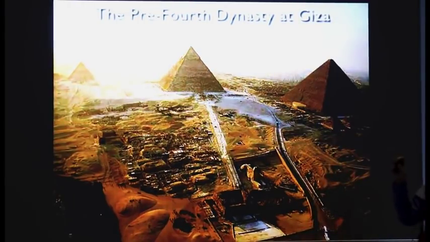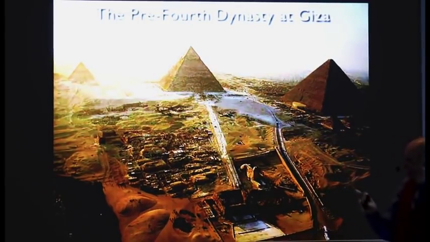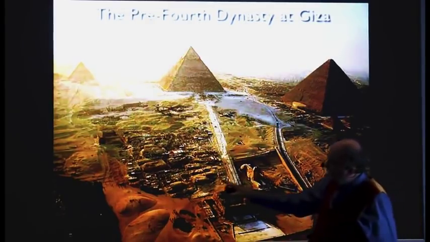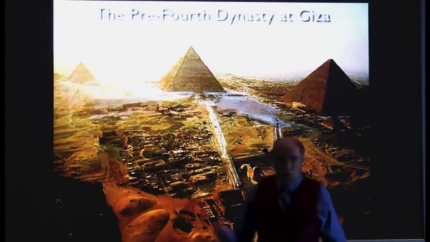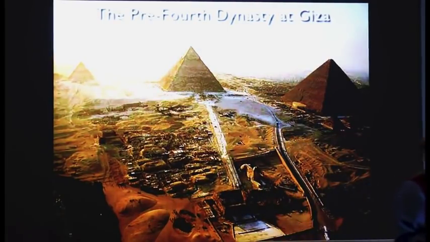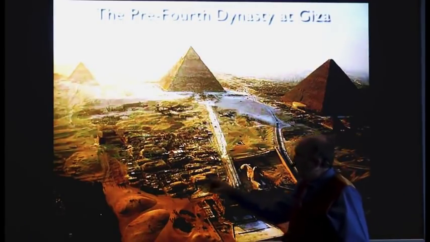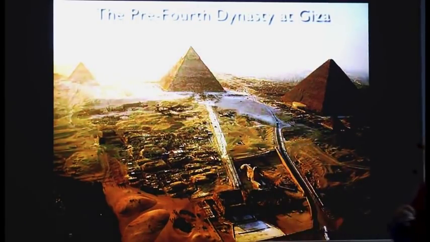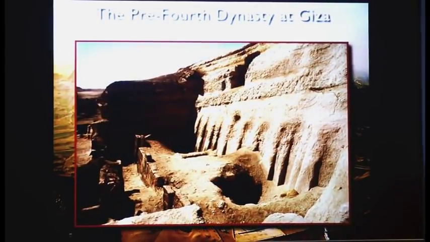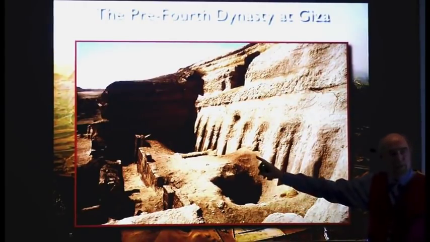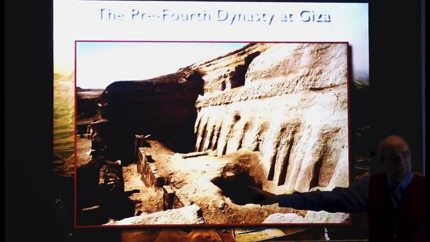But I want to just pay attention to one thing. Nobody ever goes here, but you see these massive mastabas here. They are rock cut. They are not built. They are not mud brick. If you go to Giza again, go and have a look at these, because there's something very special about them. They are rock cut with niched facades. So they are pre-4th dynasty.